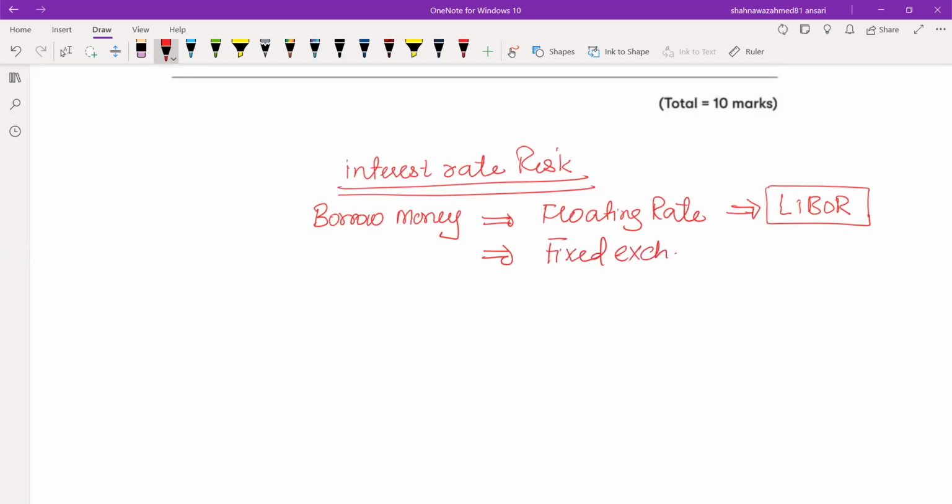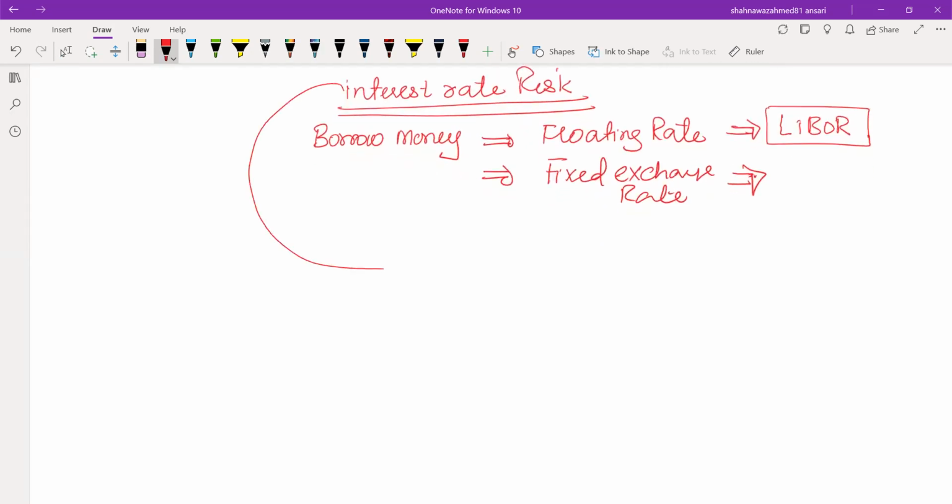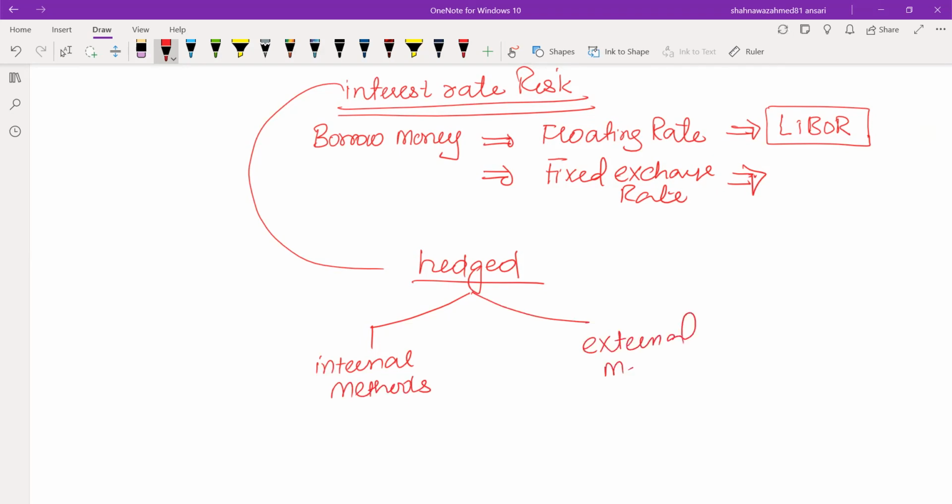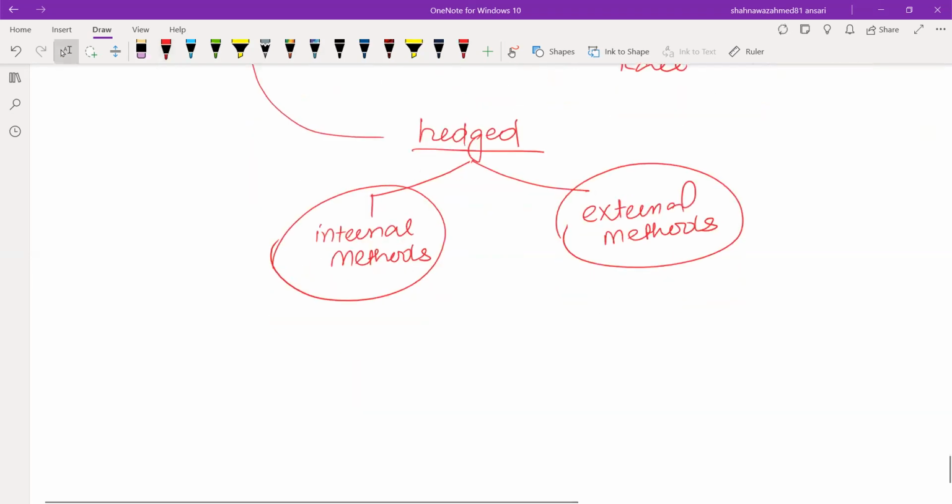In case of a fixed rate, the risk is that the rate might go down. So how can the borrower manage interest rate risk? That is to be hedged using both internal methods as well as some external methods. In our syllabus, the theoretical discussion is important. So in internal methods, we have options like matching, smoothing, and assets and liabilities management.